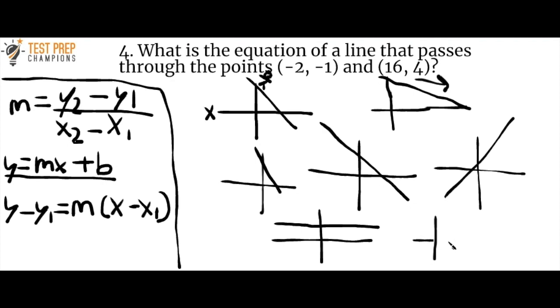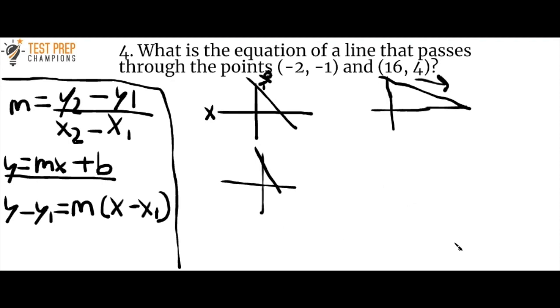Now, if you have a line that's vertical, straight up and down, the slope is going to be undefined. You can't have a slope in this situation if your line is straight up and down, because we don't have a rise over run there. So just some things to keep in mind here.